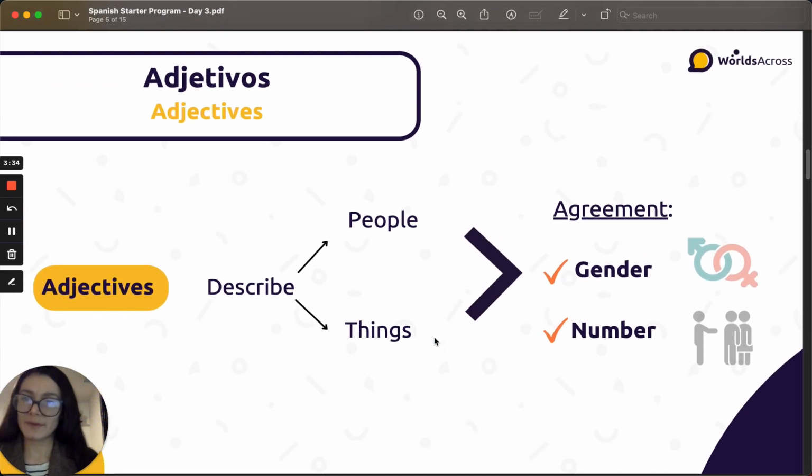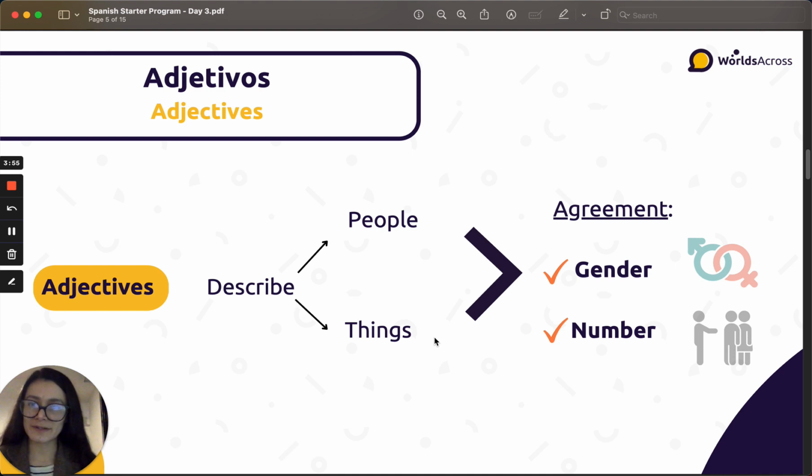Now, as I was saying before, for us to describe people, we normally use adjectives, right? And what are they? Well, the definition is exactly as in English. What are the adjectives? How do we use them? When do we use them? We use them to describe people or things, okay? The same as in English.